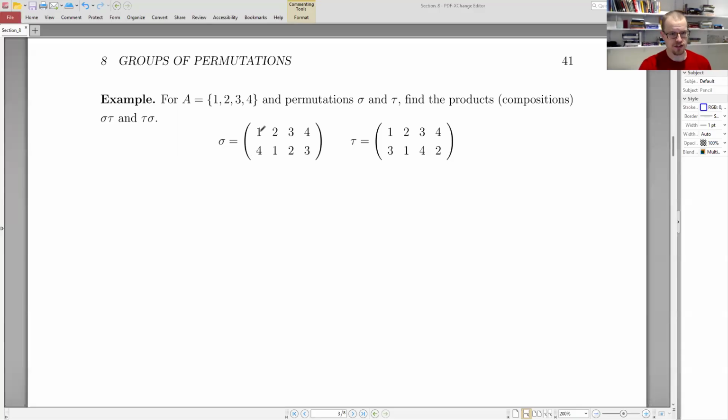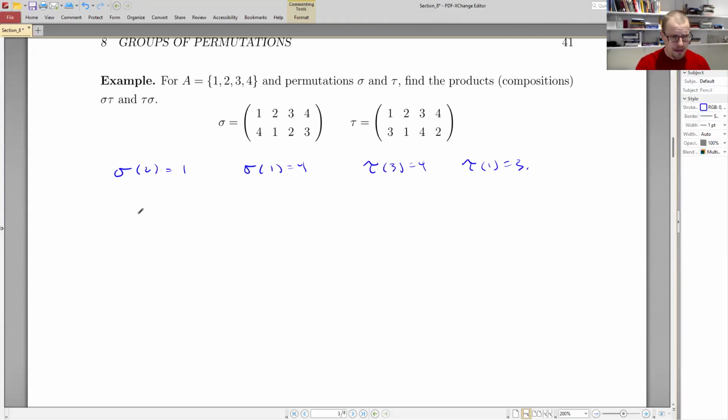First, let's take a look at the functions sigma and tau, which are permutations of the set 1, 2, 3, 4. Sigma of 2, for example, is equal to 1. It happens to be that tau of 2 is also 1. Sigma of 1 is equal to 4. Tau of 3 is 4, and tau of 1 is 3. Just trying to remind us what it looks like to evaluate these functions.